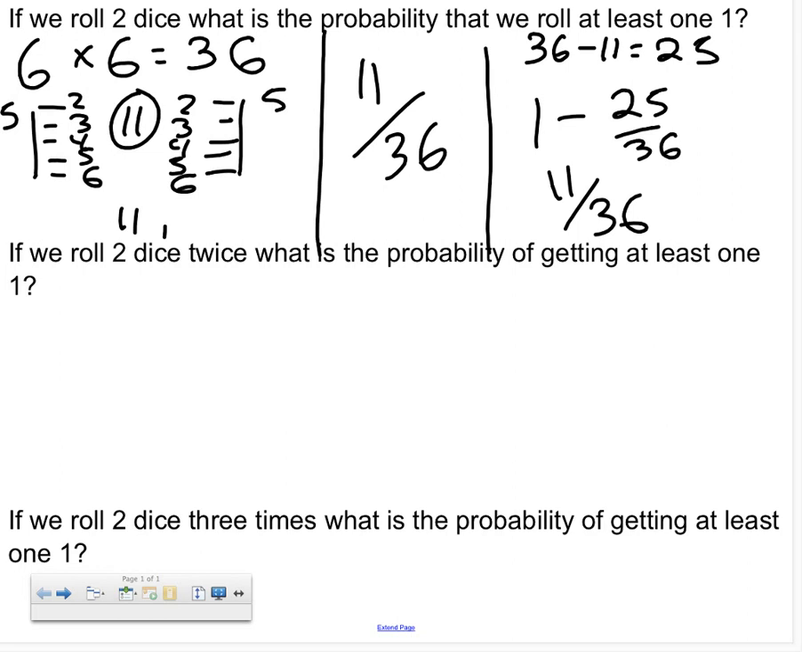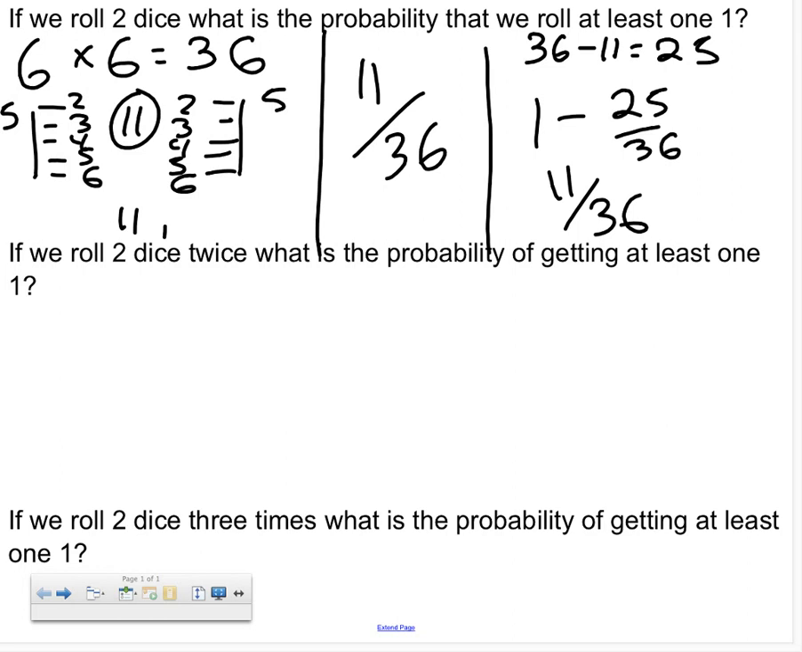Because I can figure out what's the chance of getting a 1 on the second roll, a 1 on the third roll, a 1 on the first roll, a 1 on the first and second roll, a 1 on all 3 rolls, a 1 on the second and third roll. There's just a lot of different possibilities to go through. So instead of going through all of that, we just decide, let's figure out the chance of not getting any 1s, and then just do the reverse.